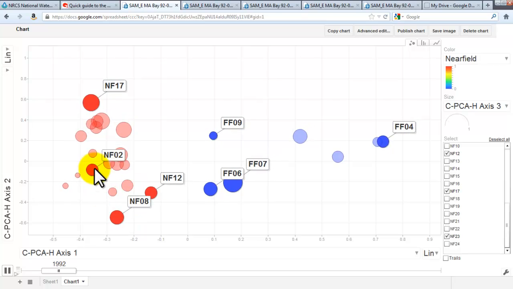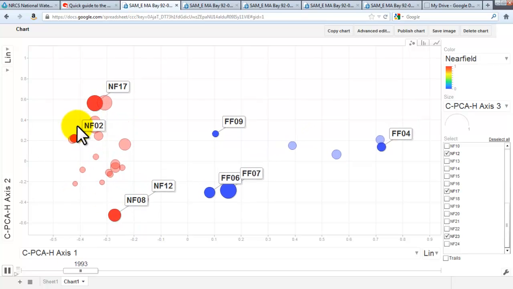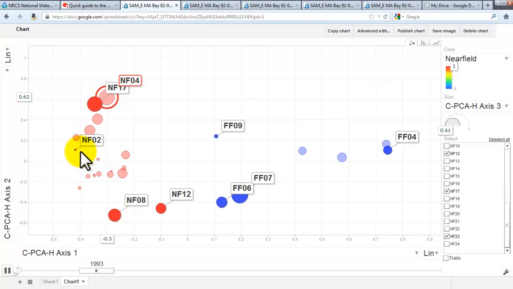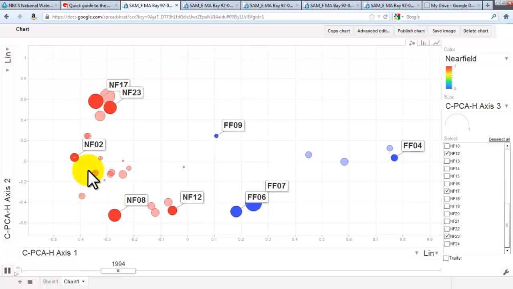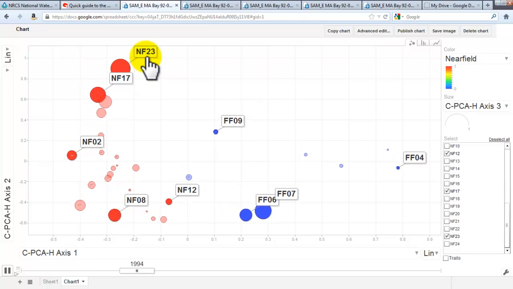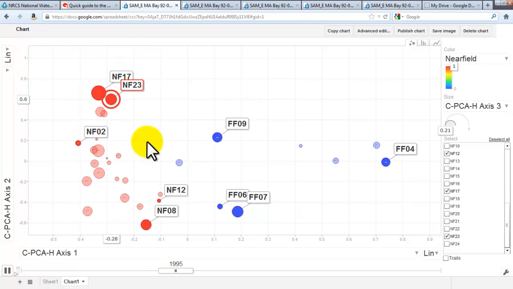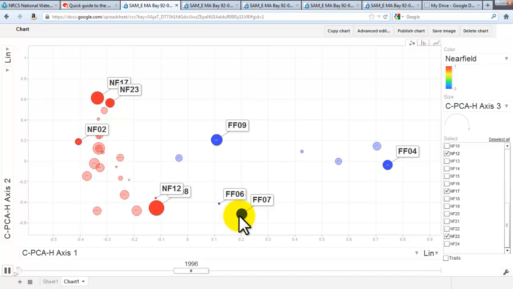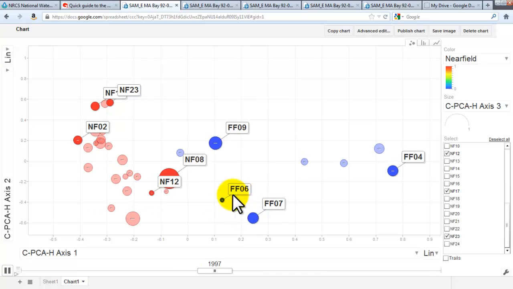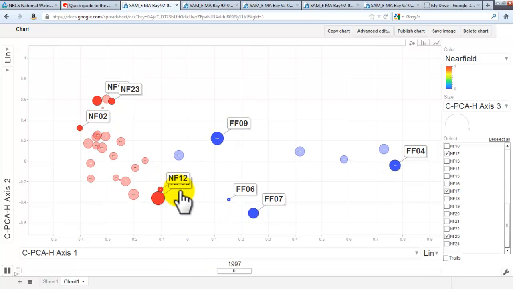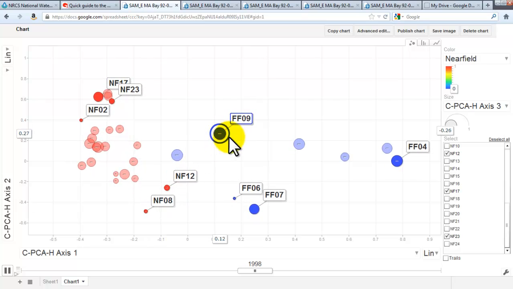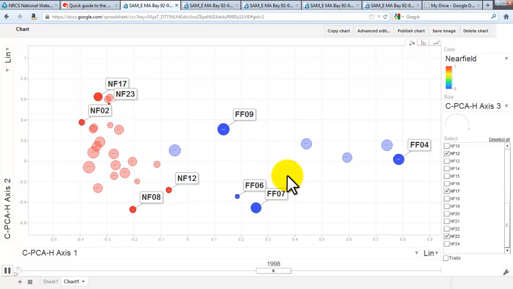Okay, what happened to NF2? There goes NF2. It's zooming up. It almost got up to NF17 as it went from dominant silt clay to sand. Here's NF23. Here's a station that got very sandy, and then it's not so sandy here. Here are the 2 Cape Cod Bay stations. They're relatively stable, 1996, 1997. These stations are relatively stable. Farfield 9, relatively stable.